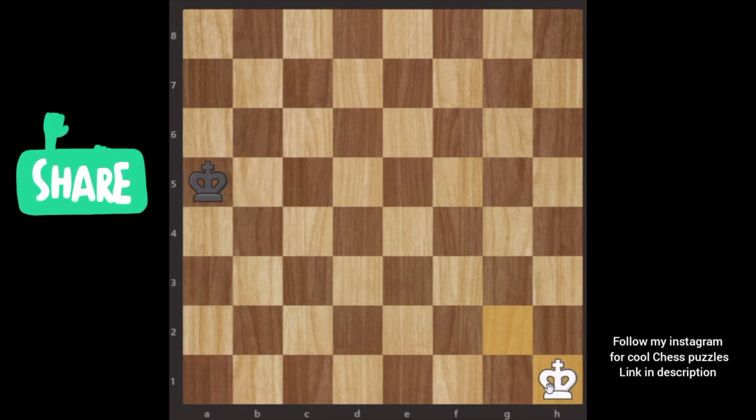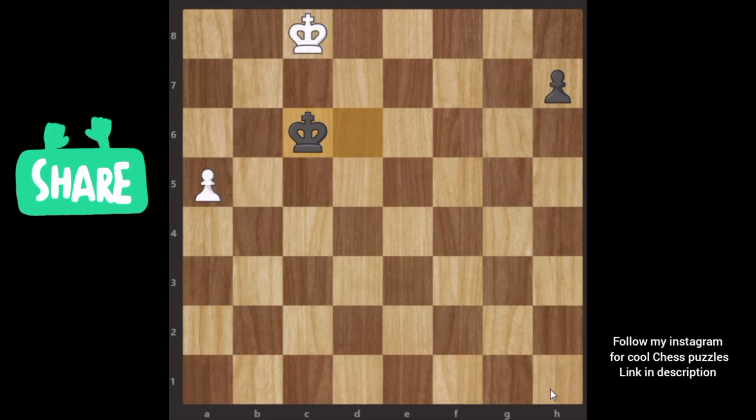Now what idea did white apply is, he placed his king on the c6 square. Why c6? Because c6 is nearer to the h1 square, only 5 moves, and the pawn on h7 is only away from the h1 square in 5 moves. So this was the brilliant idea white applied and drew this game.